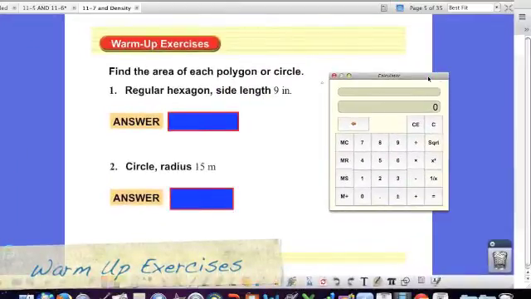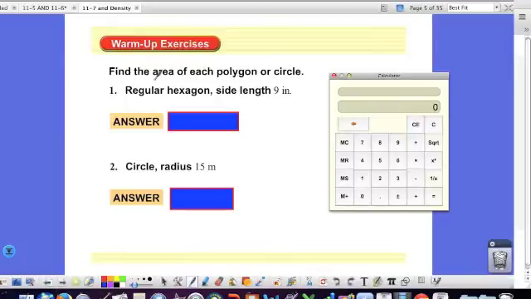So first off, we have some warm-up exercises. To find the area of each polygon or circle, we are going to hold off, as I said earlier, on regular hexagons and things that are not square, four-sided, or circles. We're going to do that later in this chapter. We're doing this chapter a little bit out of order, so we have not yet learned how to find the area of shapes greater than quadrilaterals.